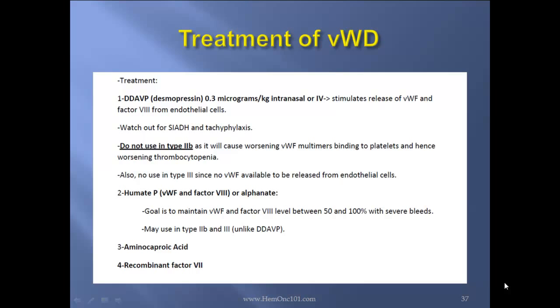You may also use Humate-P, which contains von Willebrand factor and factor VIII, or Alphanate. Goal is to maintain von Willebrand factor and factor VIII levels between 50 and 100% with severe bleeds. May use Humate-P in type 2B or 3. Also may use aminocaproic acid or recombinant factor VII.